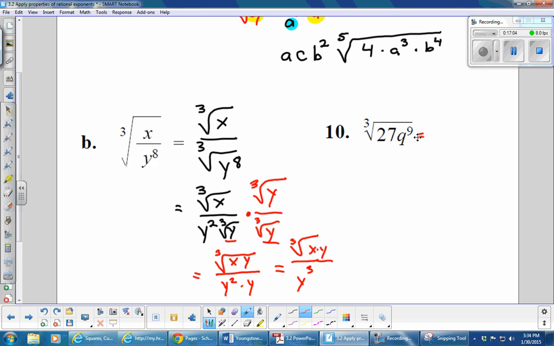All right, so the next one looks like it's really, really easy. What's the cube root of 27? Good answer. Who was that? Rob? Rob answer that? Probably not.